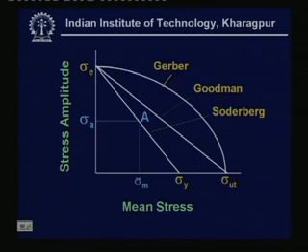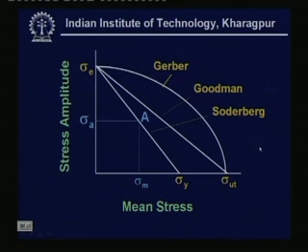In the last class, you remember that we have been discussing the equations related to the shear stress design in case of fatigue loading, and these are the Gerber line, the Goodman line and the Soderberg line, where you remember that the abscissa was the mean stress and the ordinate is represented as the stress amplitude.